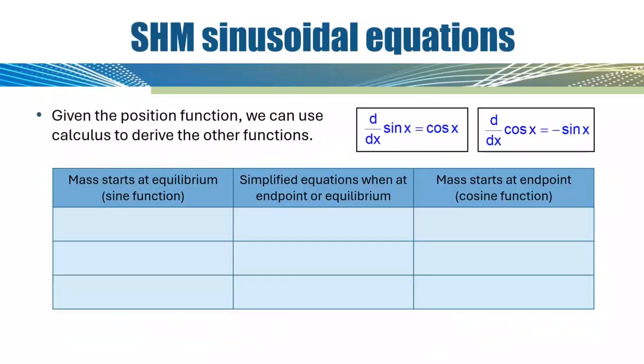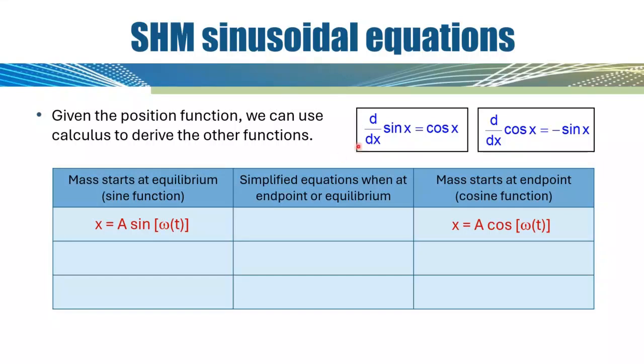Given the position function with respect to time, we can use calculus to determine the velocity and acceleration functions. Let's start by writing down the position functions. We know there are 2 forms depending on the initial location of the mass. In the next row, we're going to be writing the velocity functions. Velocity is the slope of a position-time graph. So in calculus terms, we can get the velocity by taking the derivative of the position function. And in this case, that's going to involve using the chain rule.